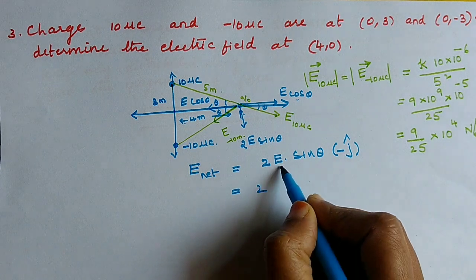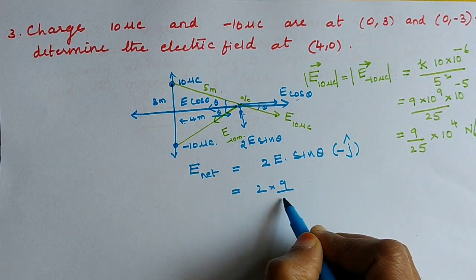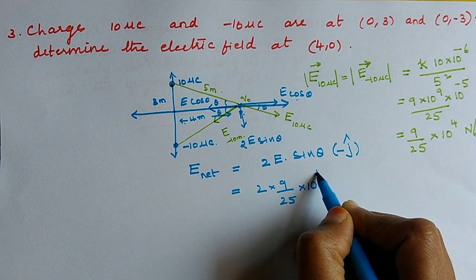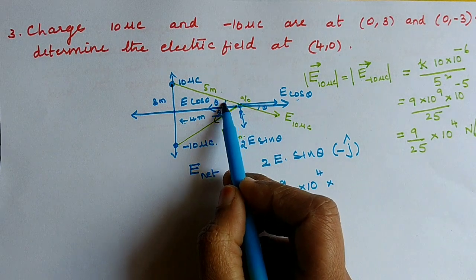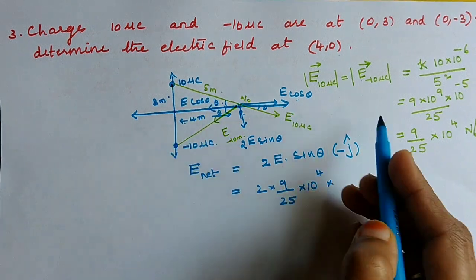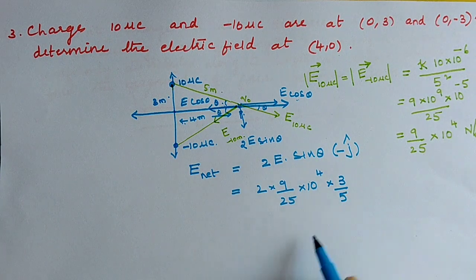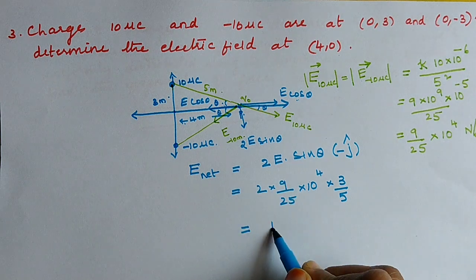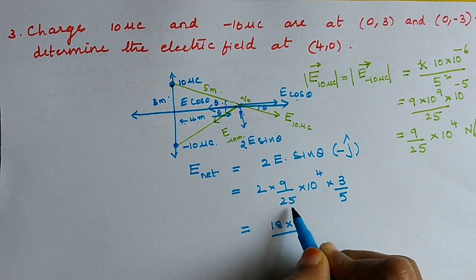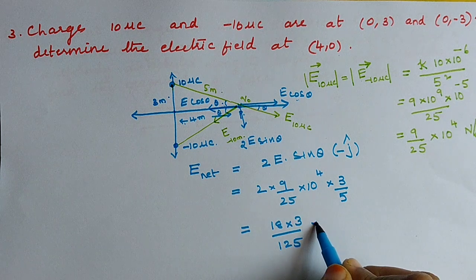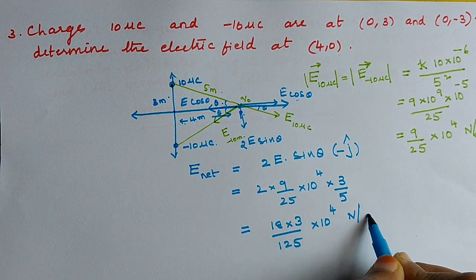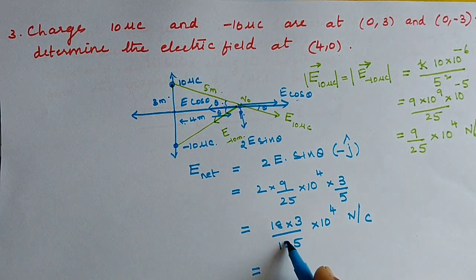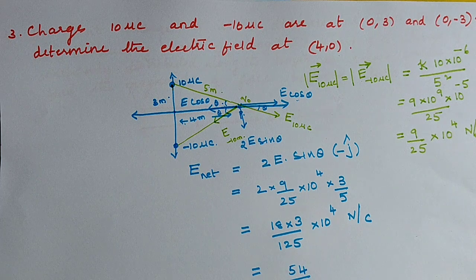Put the values. 2, E we have already calculated, it is 9 by 25 into 10 to the power 4. Now replace sin theta. So from this triangle, sin theta is opposite by hypotenuse, that is 3 divided by 5. So your answer would be 9 to 18 into 3 by 25 into 25, 125 into 10 to the power 4 Newton per coulomb. On further simplification, you can write it as 54 by 125 into 10 to the power 4 Newton per coulomb.